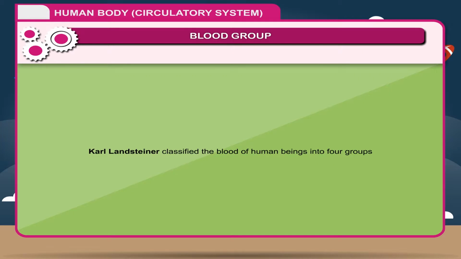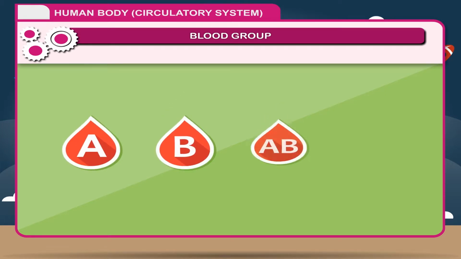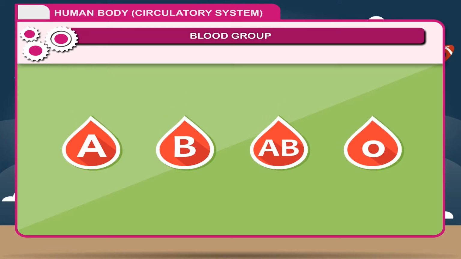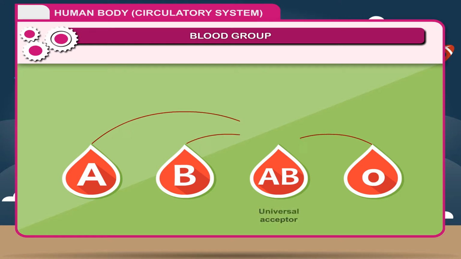Karl Landsteiner classified the blood of human beings into 4 groups. These are A, B, AB and O. They produce different kinds of antigens on the surface of their red blood corpuscles as given in the table. Persons having blood group O can donate their blood to all and are called universal donors. The AB group persons are universal acceptors because they can receive blood from all.